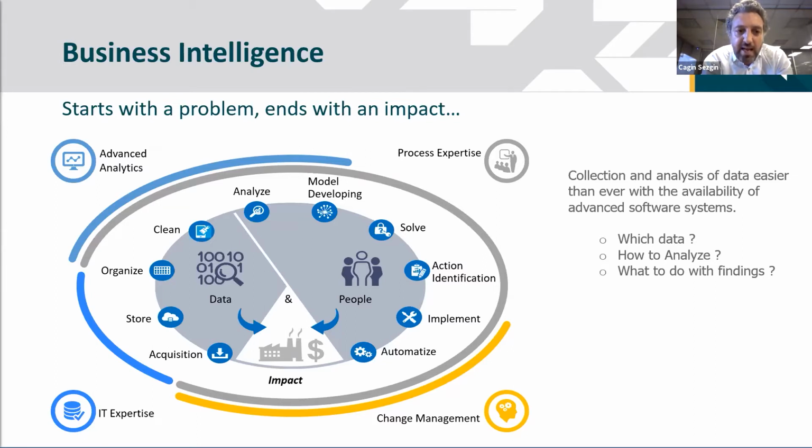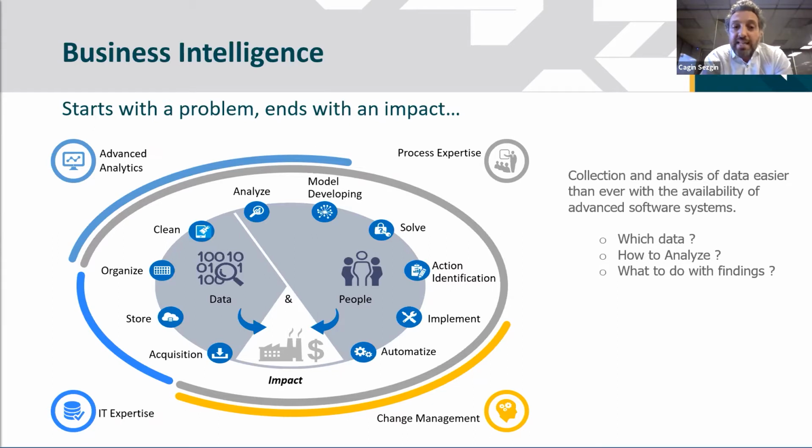So you see there are 4 main roles here. We have IT expertise, advanced analytics, process expertise, and change management. So this is a team job, a team task. What is IT doing? It's acquiring, storing, and organizing the data. First we have the business problem, then according to that problem we start collecting data, then analytics comes to the front: cleaning, analyzing, and model developing according to that data. So now we are trying to understand the relation, and we are trying to develop the model.